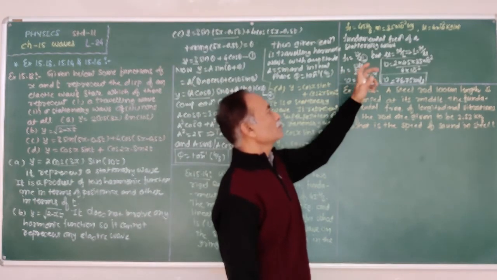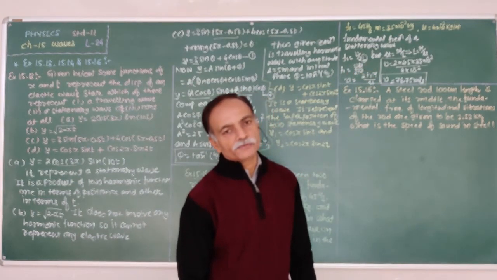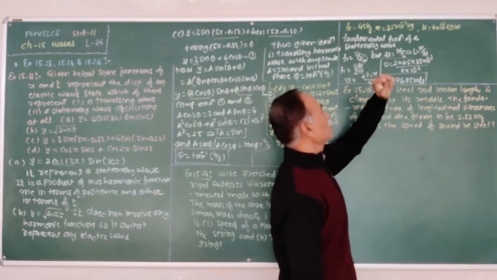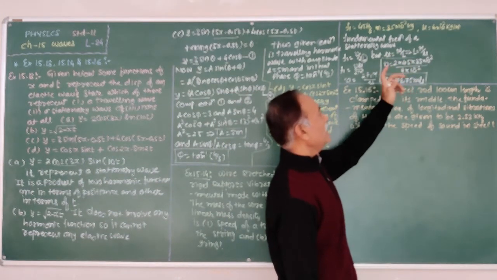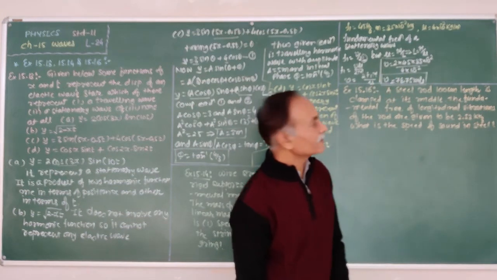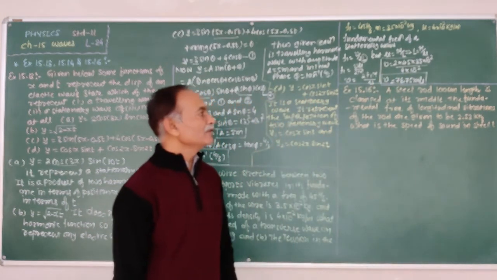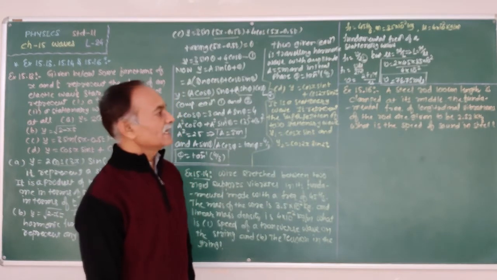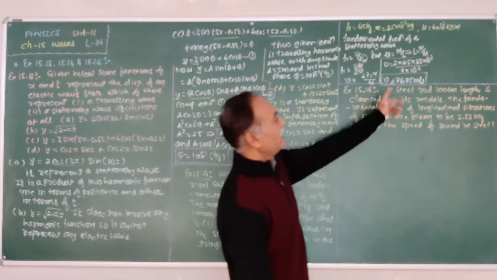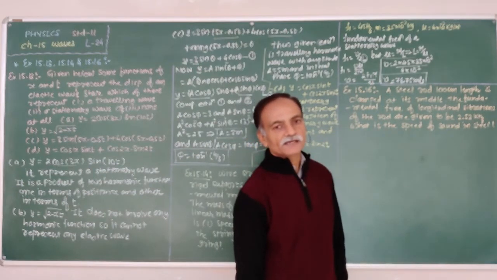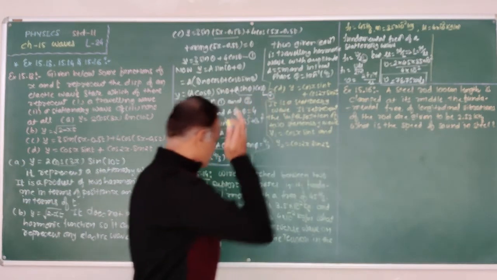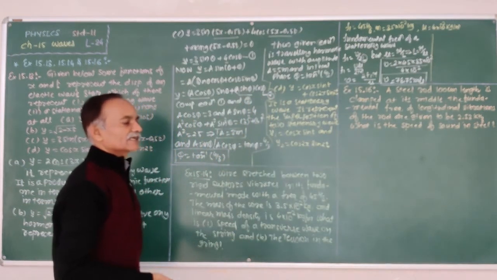V is equal to 2F1M upon mu. Clear? Therefore, V is equal to, F1 is given 45, M is given 3.5 into 10 to the power minus 2, and mu is given 4 into 10 to the power minus 2. Therefore, V is equal to 78.75 meter per second. Now, we have to find out the next, the tension in a string.